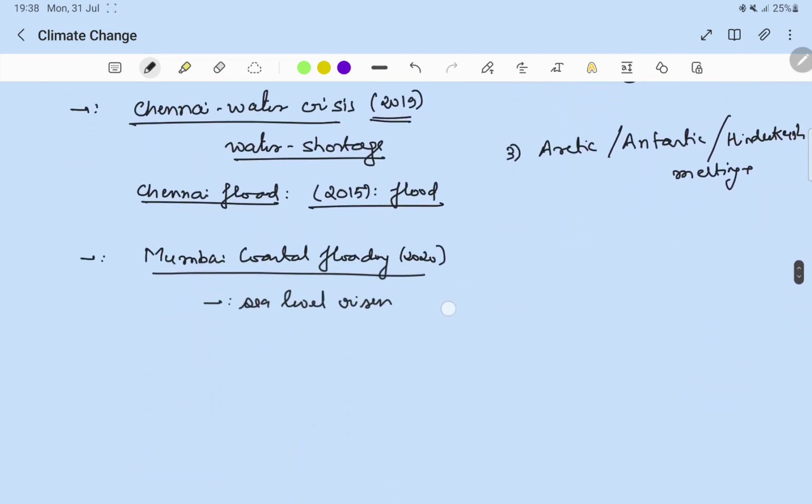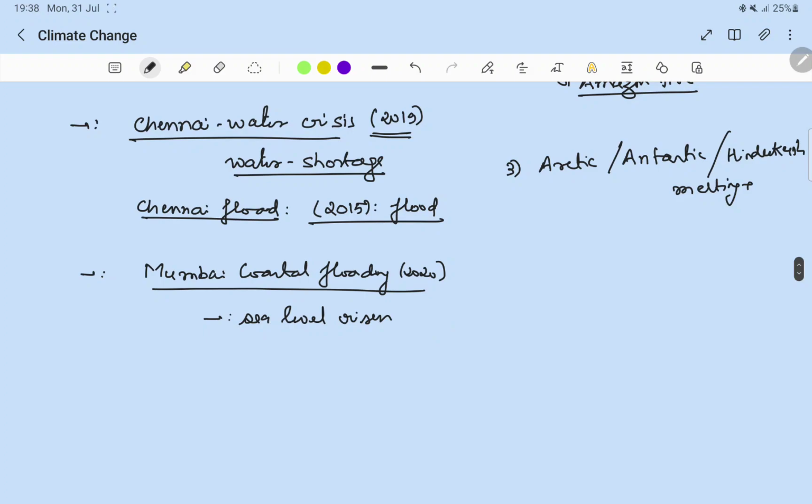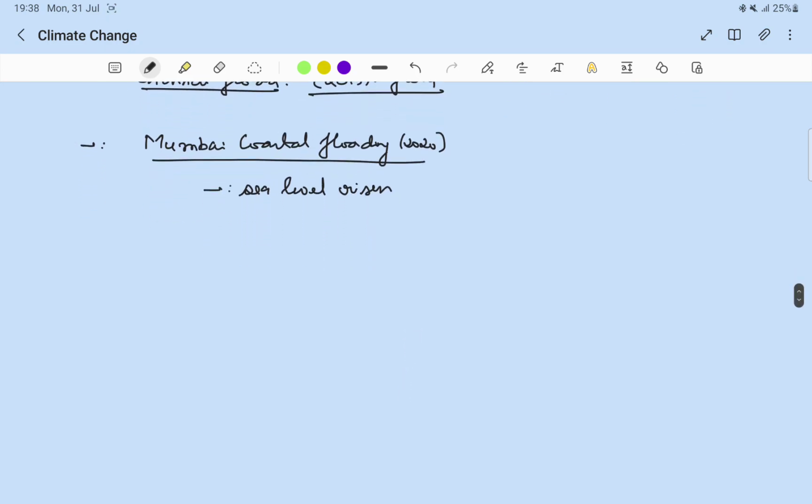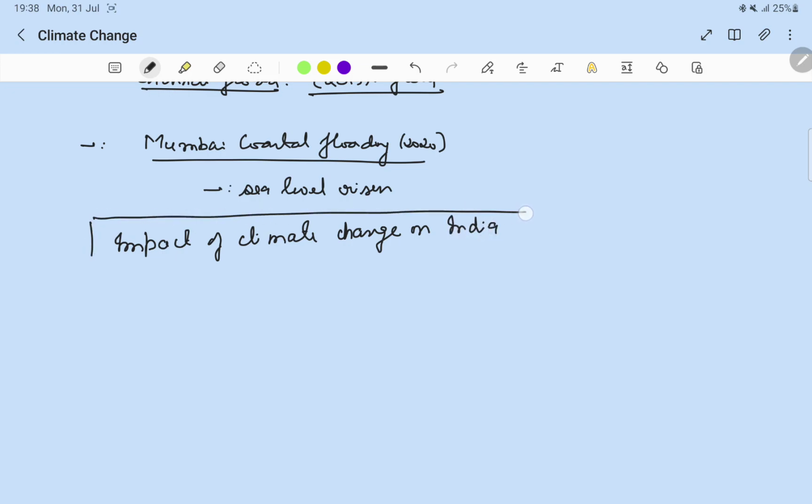The number of cyclones in the Indian Ocean. Okay, so these we can actually point out, and so we can come to the point of what impact these climate changes are creating on India. So we now need to look into the impact of climate change on India. So let me write a new heading: impact of climate change on India. What is the impact of climate change on India?